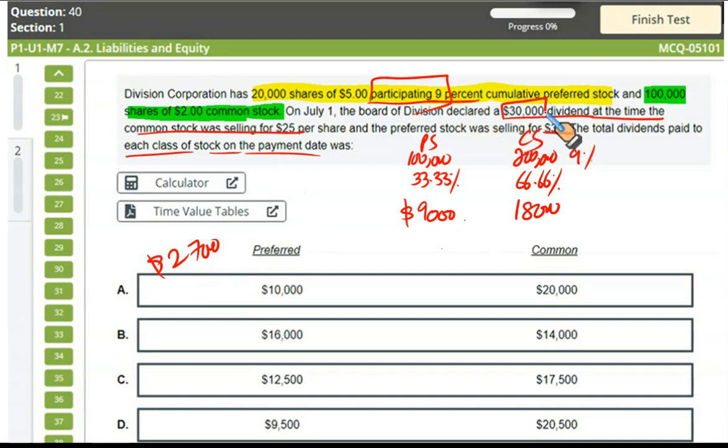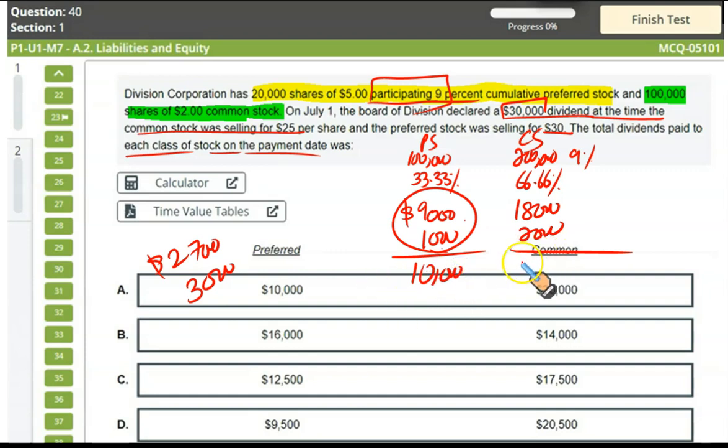The additional dividend 3,000 again will be split in proportion to the capital composition of 33 and 66. If you do 3,000, 33.33% will give you 1,000, and 3,000, 66.6% will give you 2,000. It means based upon the cumulative percentage, $10,000 dividend would be given to the preferred stock, and 20,000 dividend would be given to the common stockholders. So it's going to be 10 and 20, and this matches with your option.